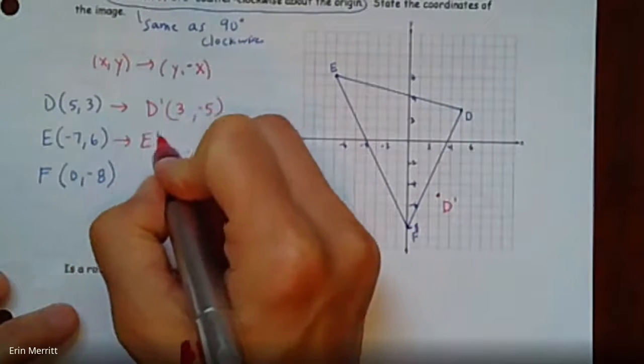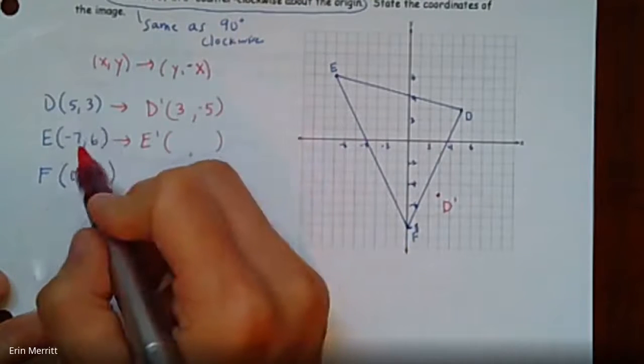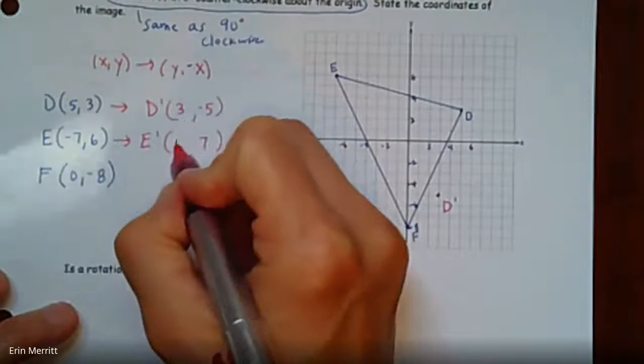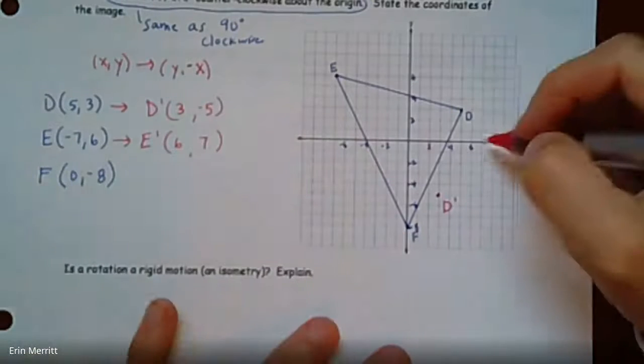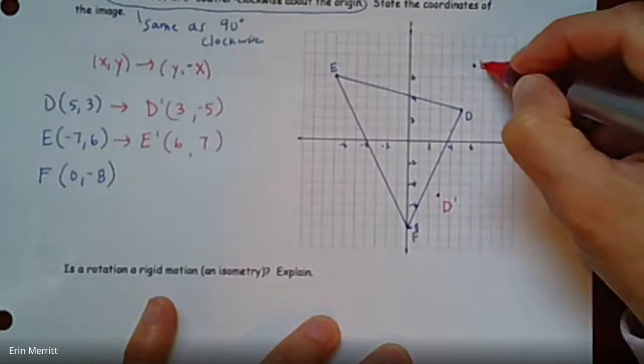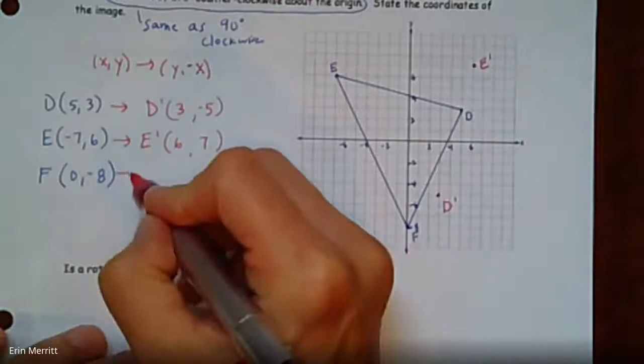All right. Let's do the same thing with E prime here. X goes to the back and gets negated, so it's +7. Y comes up front, stays the same. So 6, 7. So 1, 2, 3, 4, 5, 6, 7. There's E prime.